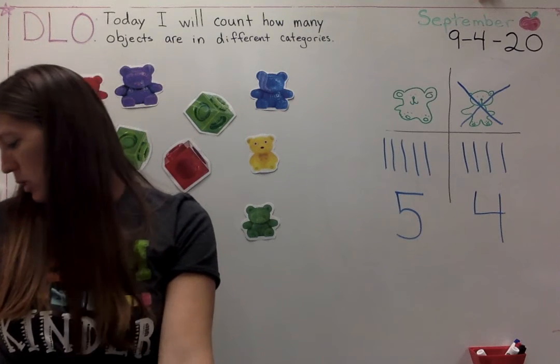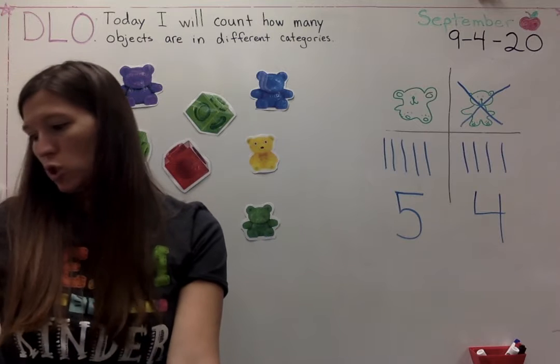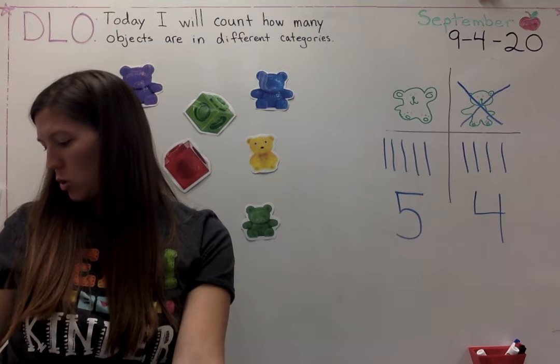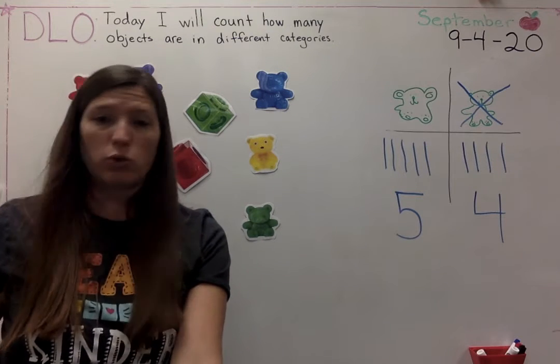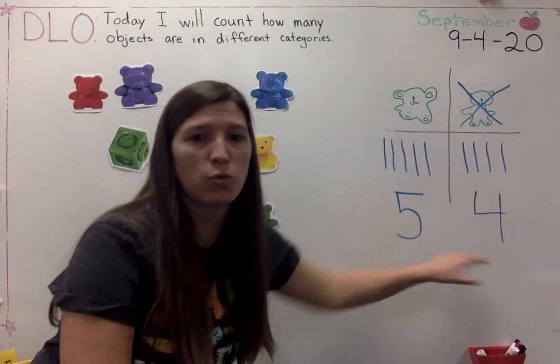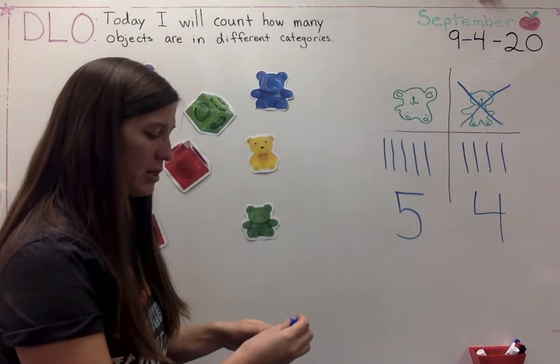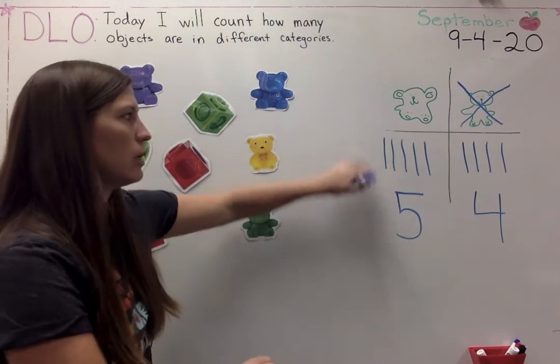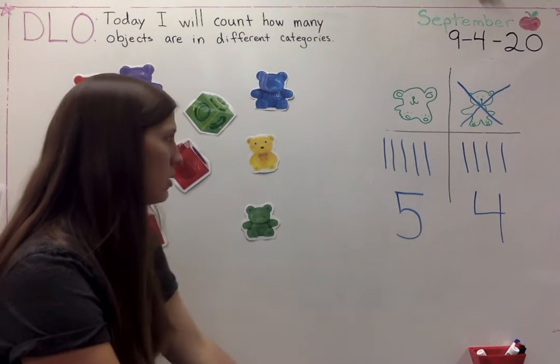Now I wonder if we need to see. Nope, we're just writing the numbers. We're not talking about which group is greater or less. If we were, we would say 5 is greater than 4, 4 is less than 5. But that's not the focus today. We're just counting and recording our data.